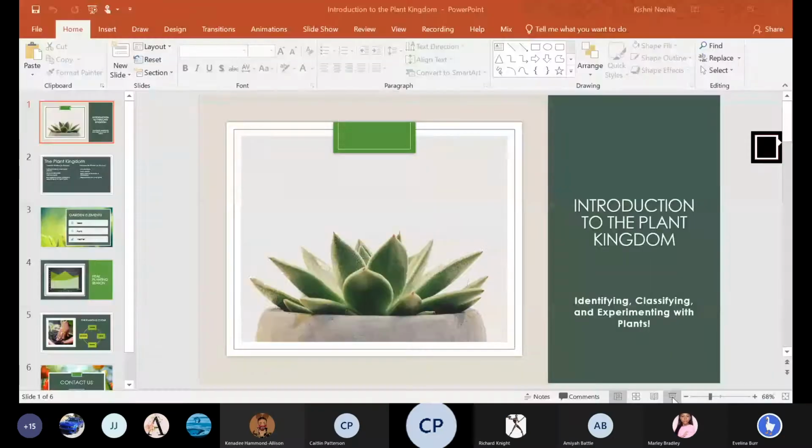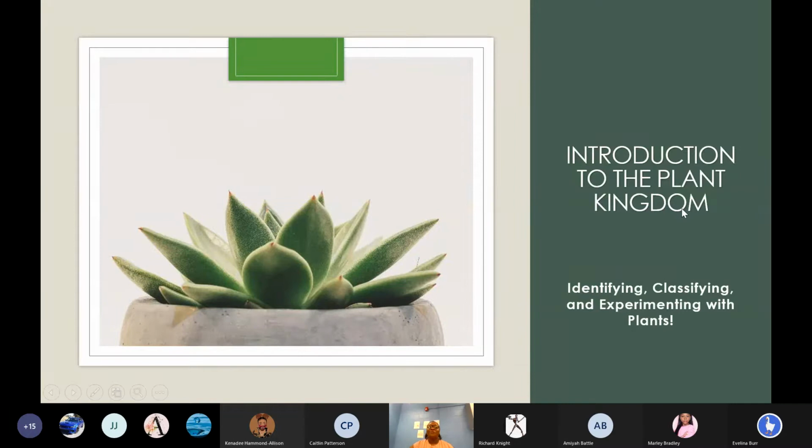If you would please write Introduction to the Plant Kingdom. We're just starting with plants and learning about them, so it's important that we are able to identify, classify, or group and experiment with plants, okay?